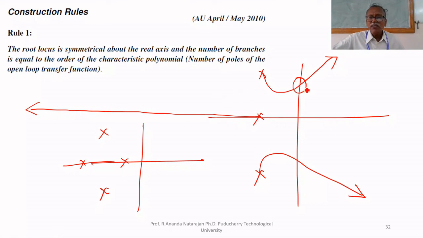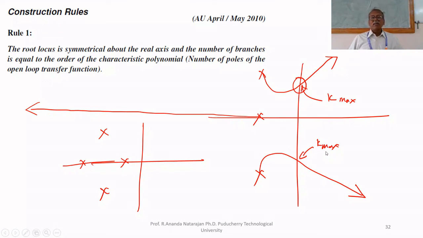At this point, if you know the pole, you can find the value of K. That value is called K max. After that it becomes unstable. At this point, if you find the K, that is called K max. So I can find the maximum value of K so that I can keep the gain of the amplifier within that value.